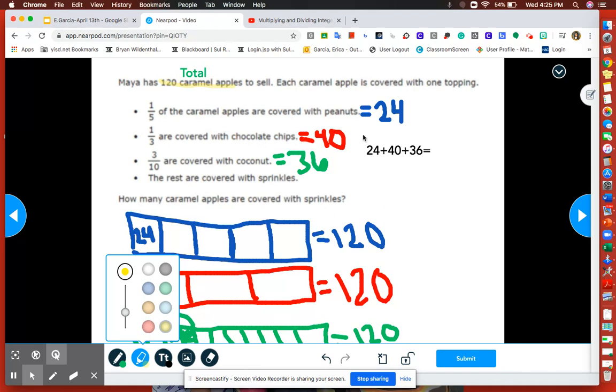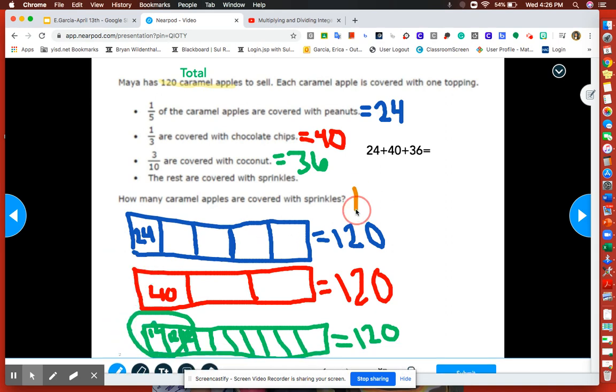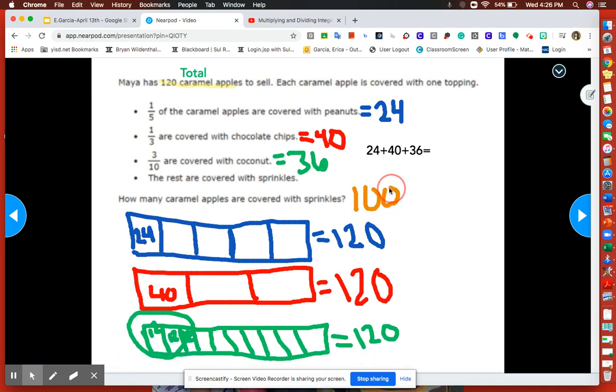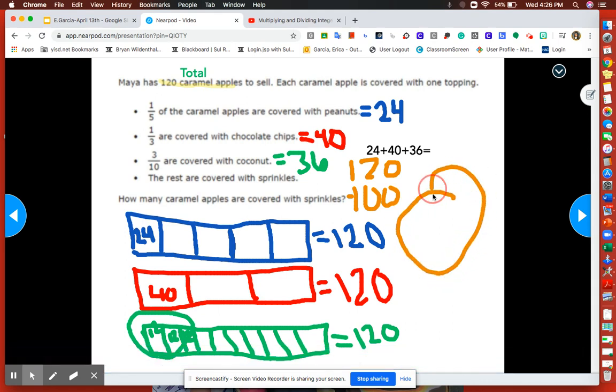Okay, so we would take these 3 numbers and add them, and then we would take the total and subtract it from the 120 to get the difference. So this right here gives us 100. So we're going to say 100, and we're going to subtract it from the 120, which means our solution is 20.